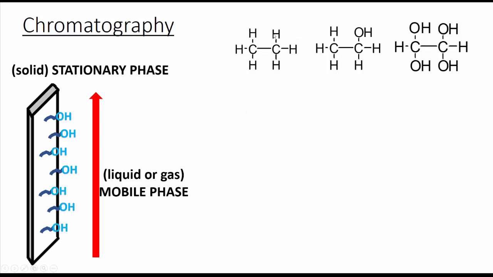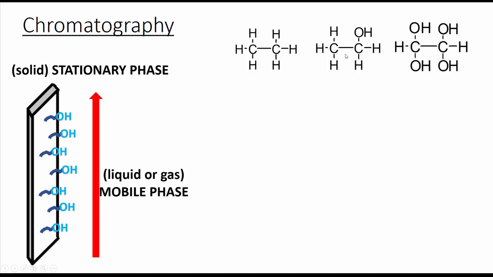Whereas this molecule, so this is ethane, it's very non-polar. It's not going to be attracted to the stationary phase very well. It's going to travel with the mobile phase quite fast because the mobile phase is a non-polar phase, and so we say that it's going to be less adsorbed to the surface of the stationary phase. Adsorbed meaning it's stuck to the outside rather than absorbed into the stationary phase.